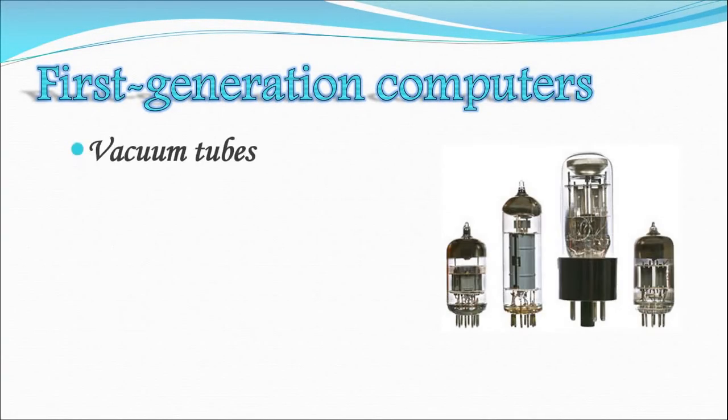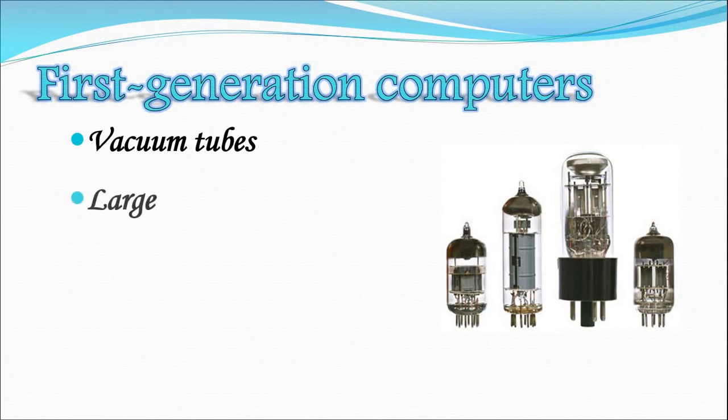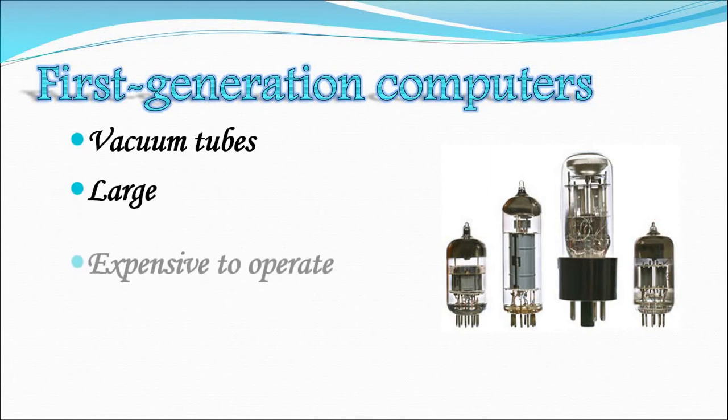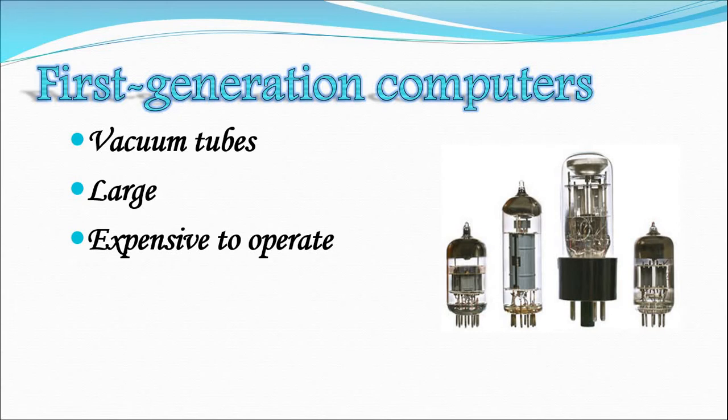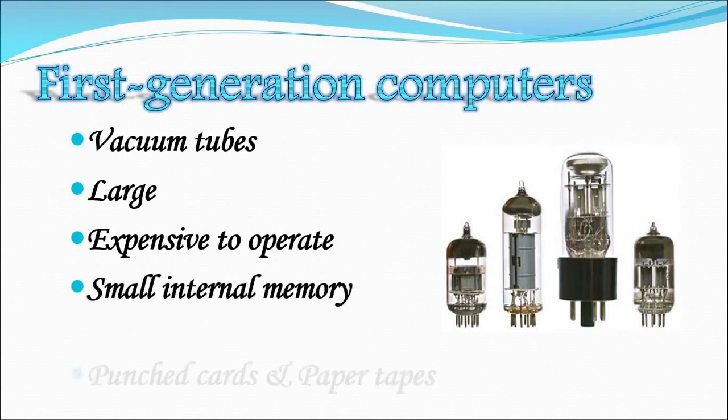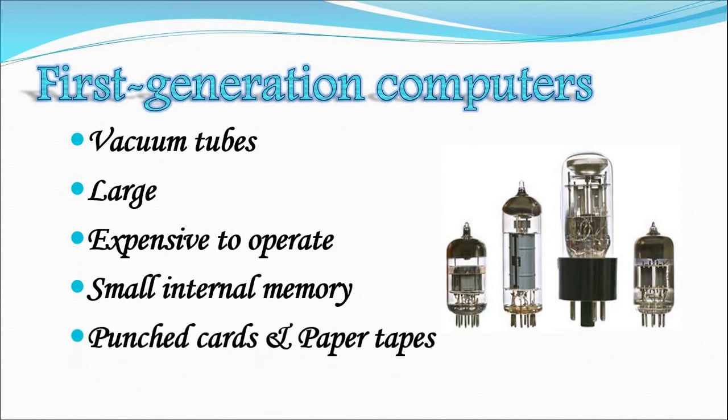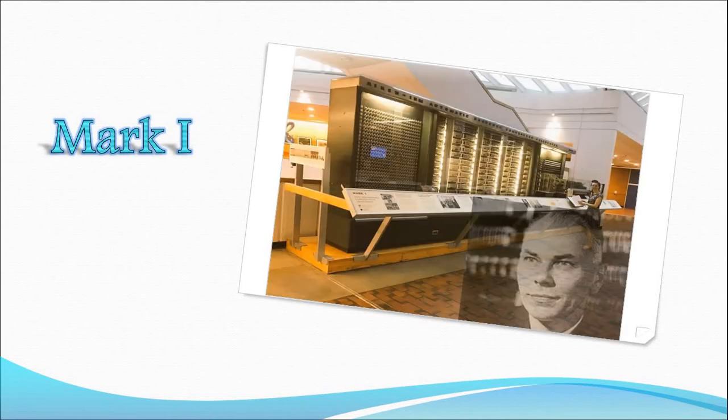In the first generation computers, vacuum tubes were used. They were very large in size and very expensive to operate. They had a small internal memory, and to give inputs, punched cards and paper tapes were used. Some examples of first generation computers are Mark I, ENIAC, EDSAC, EDVAC, UNIVAC 1.